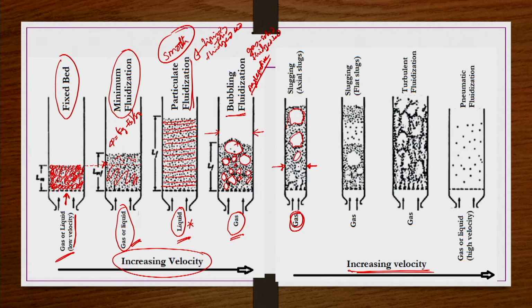That is the reason these things are known as slugging fluidization, and such slugs, whatever is shown here, are known as axial slugs.